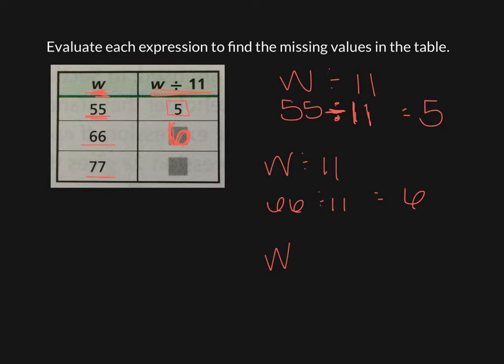And lastly, w divided by 11, for w equals 77. Oh, sorry guys, my pen is not working today. So my value is going to be 7.